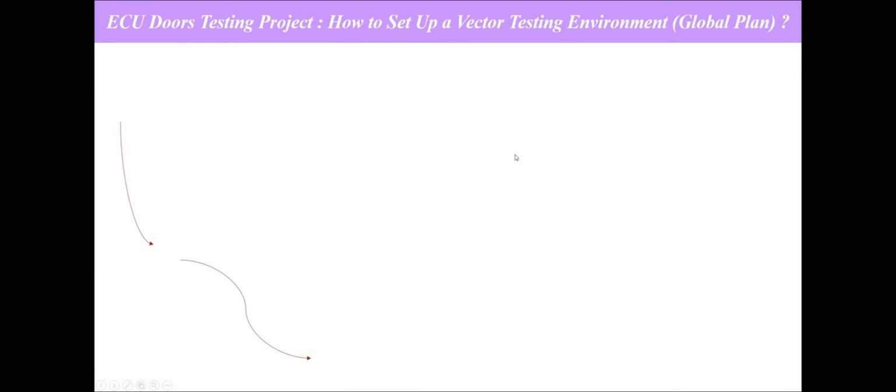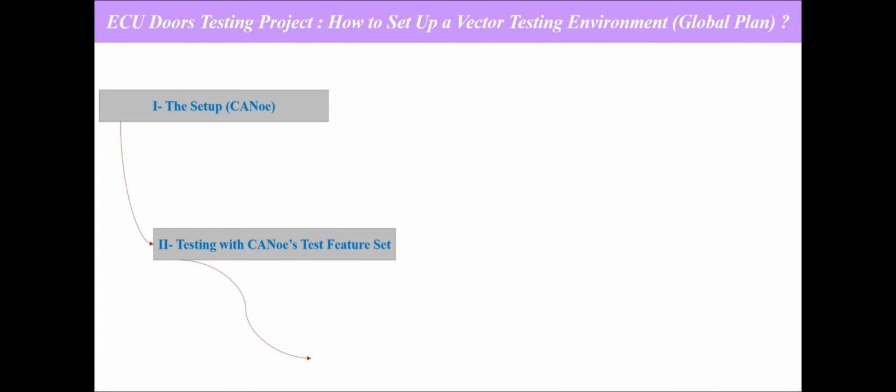So once the folders are created, what is the next step? Let's see in the next slide. The next step is how to set up a Vector testing environment. We always work with the Vector tools, CANoe and VTest Studio. In this step, we will see the global plan. Once you create your folders, you put together the global plan of your testing activity. We have three main steps: the setup of CANoe, testing with the CANoe test feature set, and the last step is the conclusion.